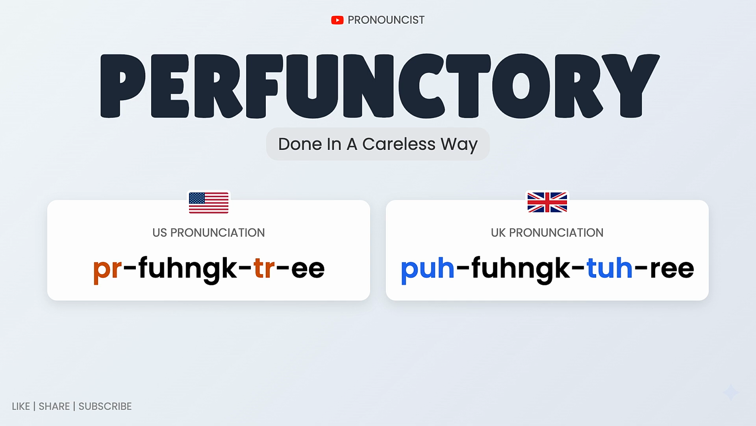Perfunctory. Now, read the syllables of British pronunciation shown on the screen naturally. Perfunctory. US drops t. UK keeps t. Practice repeatedly and you'll soon be able to say this word perfectly.